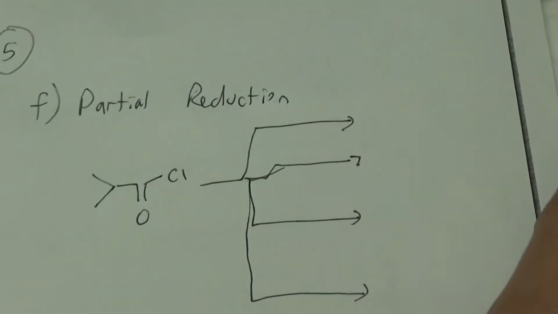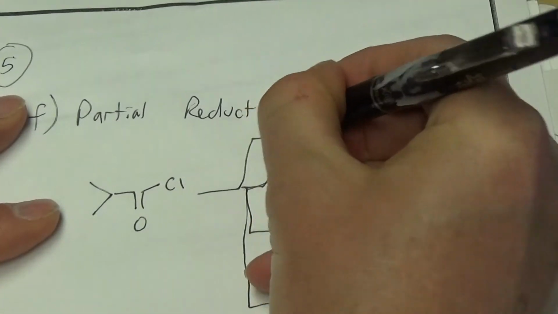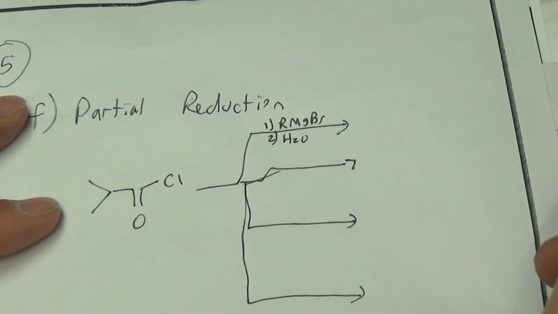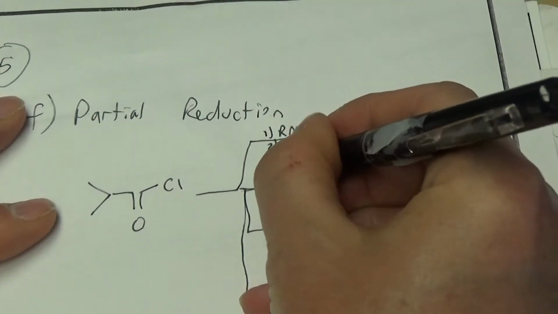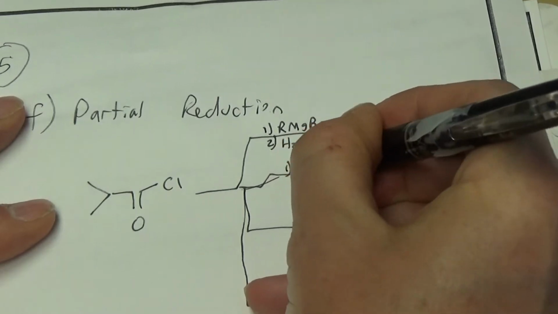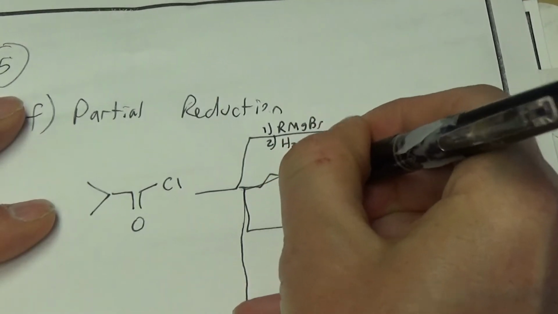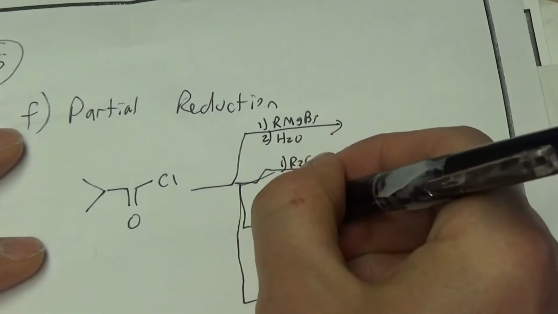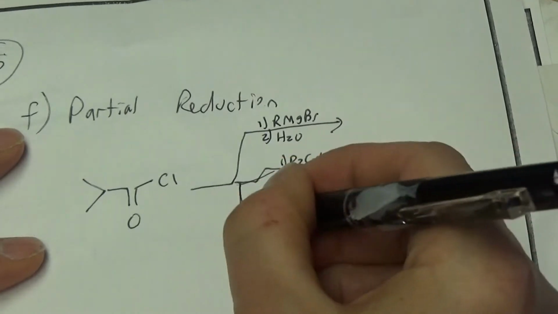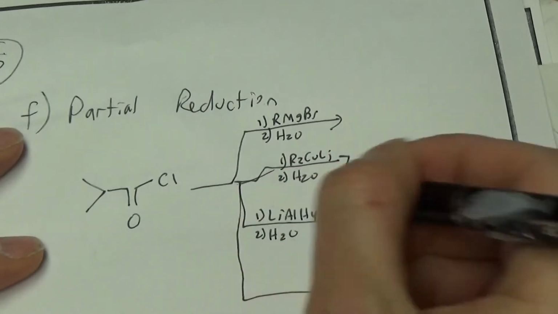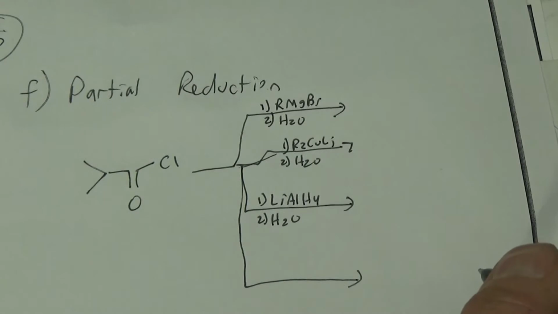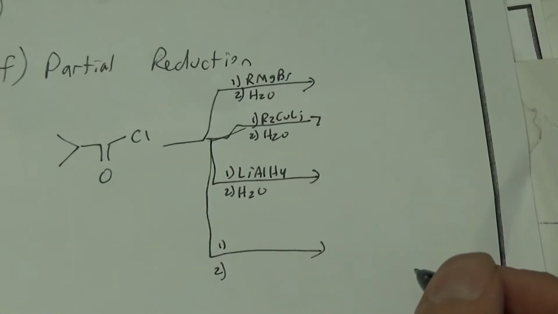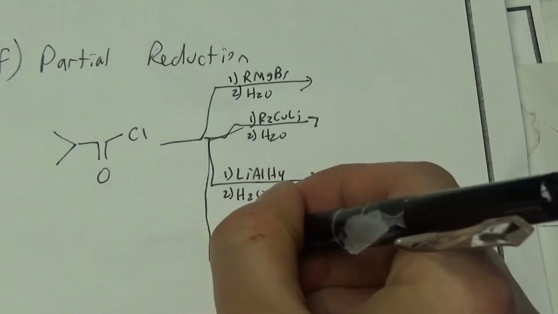And one is we can do a Grignard, R-MgBr. Another is a cuprate, R2 copper lithium. Right? Another is lithium aluminum hydride, and then acid, or just say water, acid, whatever. And the other one is, what's that weird one that we just learned? It's another aluminum one. It's lithium.